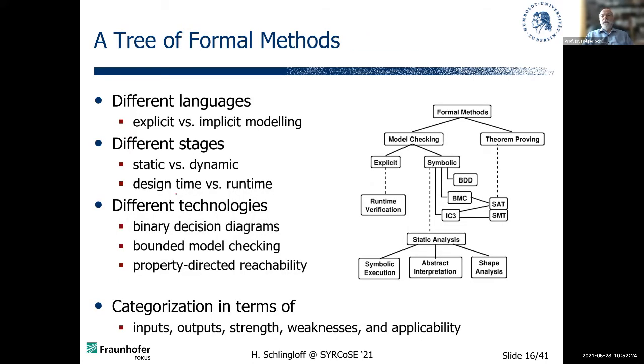And of course, we can also order this as a tree of formal methods, where we say we have explicit or implicit modeling. Explicit modeling is in model checking, where you have a formula and a model, and implicit is in theorem proving. Is there a question?